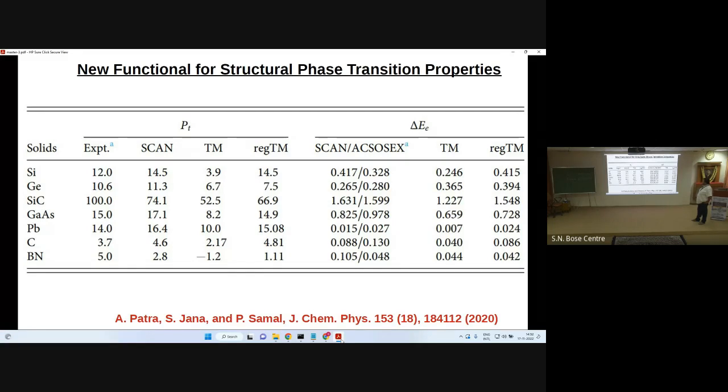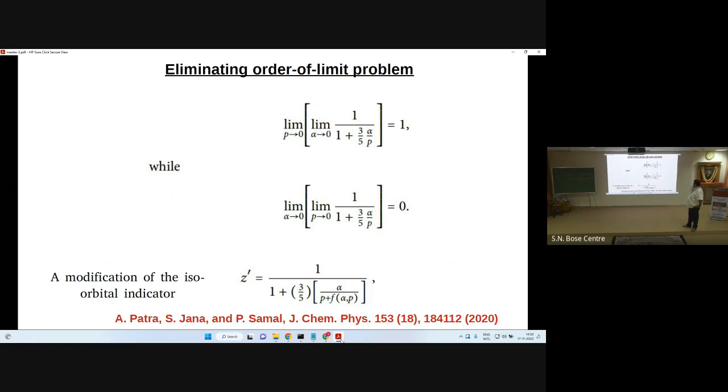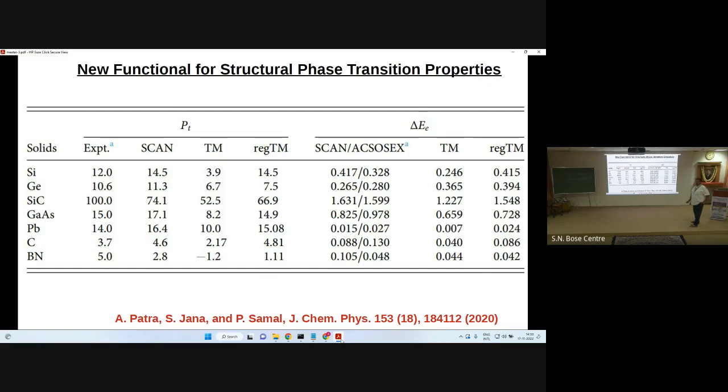So we have found a new functional for structural phase transitions. Your F(alpha, p) function has the same limit whether you go alpha equals 0 then p equals 0, or the other way. Yes, so the order doesn't matter. What is the function F(alpha, p)? That I have not written, but it is there in this paper. We have fixed the order of limit problem.